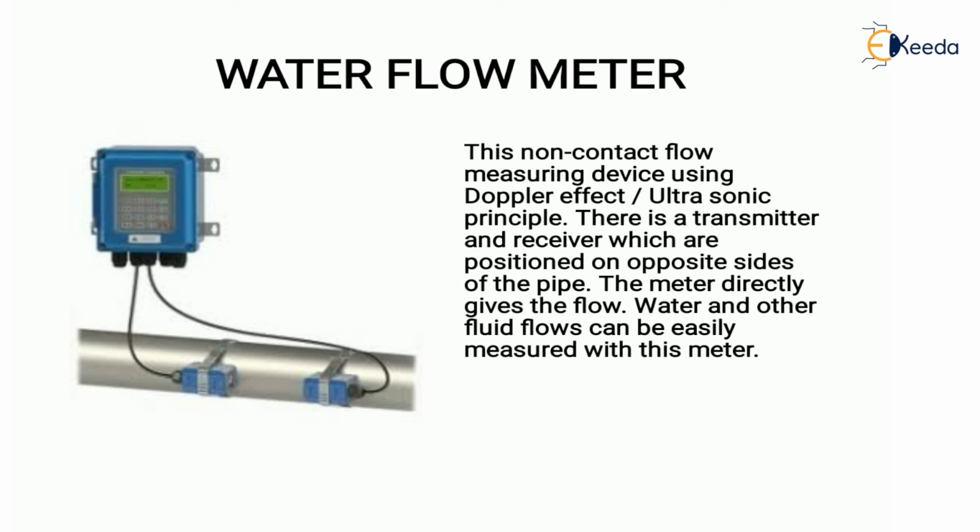Next is the water flow meter. This is a non-contact flow measurement device using the Doppler effect or the ultrasonic principle. Here there is a transmitter and a receiver which are positioned on opposite sides of the pipe, and the meter directly gives the flow. So water and other fluid flow can be easily measured with the water flow meter.